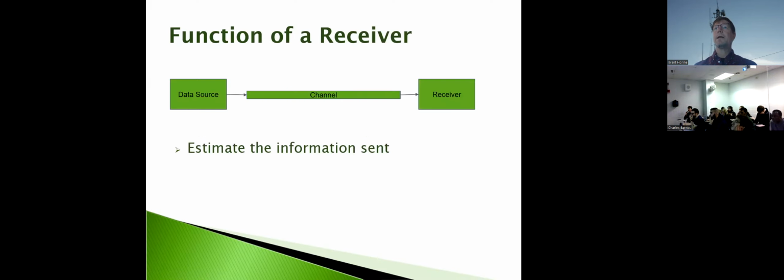So the function of the receiver, we've already seen this diagram here. Now we're going to focus on the receiver, and of course its job is to estimate the information sent. That information can be described as entropy, but if the receiver already knows the information, there's no need to send it, right? We talked a little bit about that at the beginning. So there's obviously some uncertainty. That's why we need to communicate it. So the receiver is trying to do its best to estimate what was actually sent.